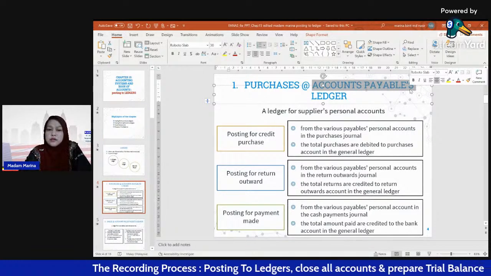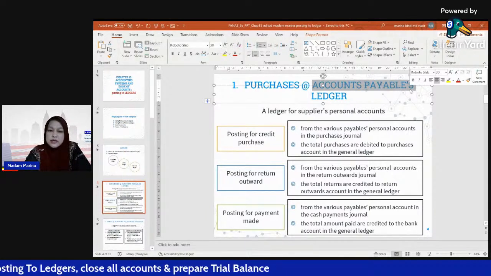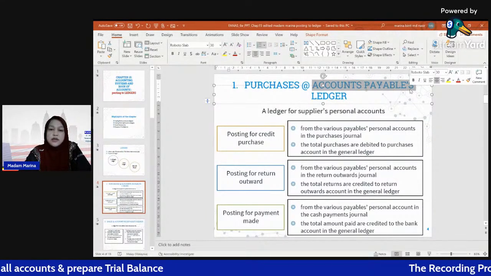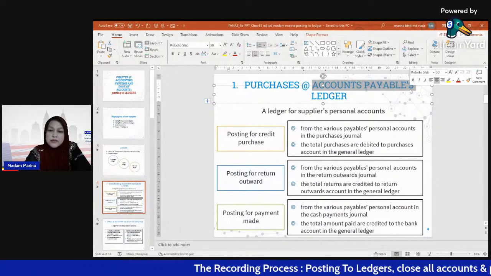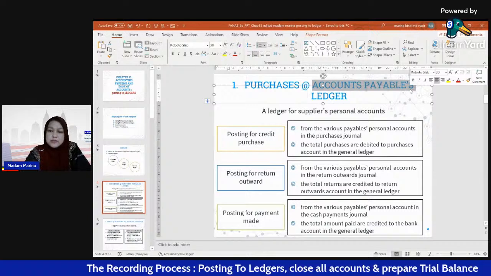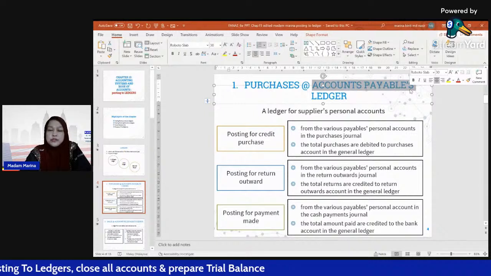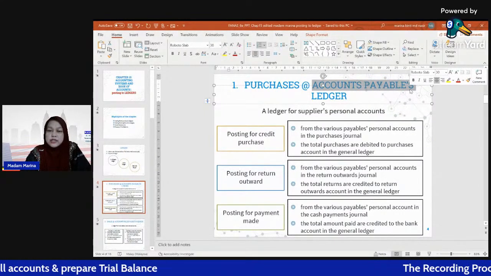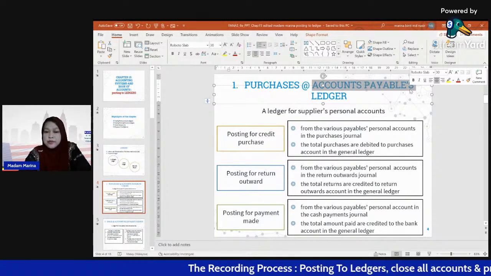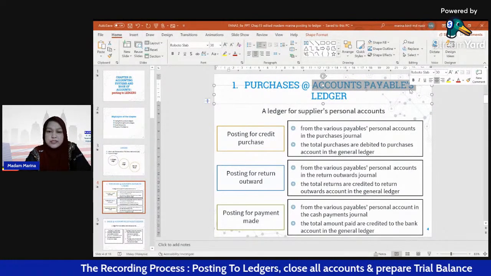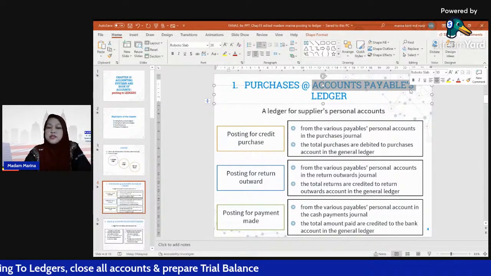So what do we have to record in accounts payable or the purchases ledger? Posting for credit purchases, only credit purchases, because this is related to accounts payable. So from the various payables' personal accounts in the purchases journal. That's why when we want to post to the purchases ledger, we have to refer to the purchases journal. After this, I will teach you how to post from the purchases journal to the purchases ledger.